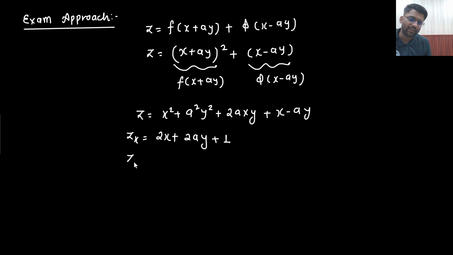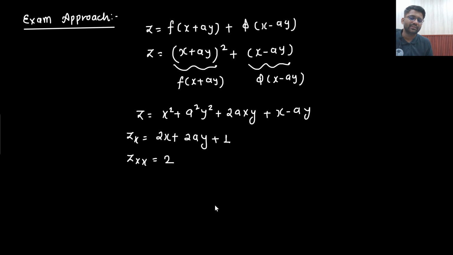ay will be 0. Can I find zxx? Yes sir, differentiate again with respect to x. What value are you getting? 2. You partially differentiated with respect to x: 2x, the constant gives 0, 2ay is constant, the differentiation of x is 1, and ay is constant, 0. So zx is 2x plus 2ay plus 1. Again partially differentiate: the differentiation of 2x is 2, then 0, 0.